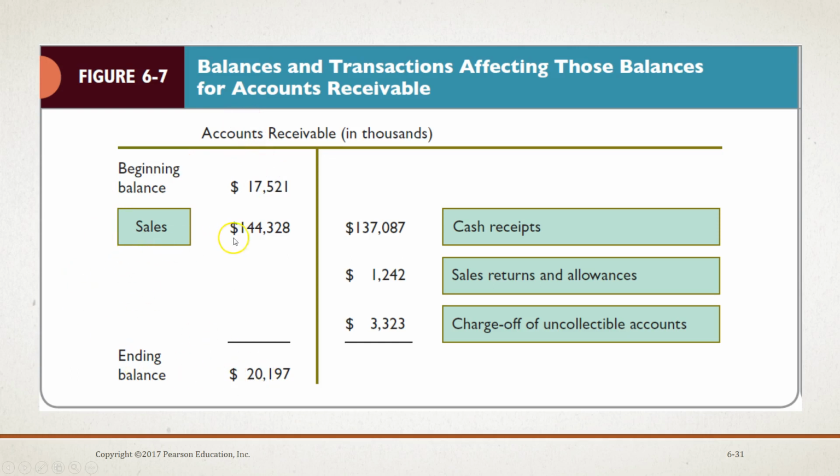But to get there, we want to look at the sales, because we debit accounts receivable for sales. We credit accounts receivable for this cash receipts cycle. We credit accounts receivable for sales returns and allowances. And we also credit accounts receivable when we charge off uncollectible accounts.